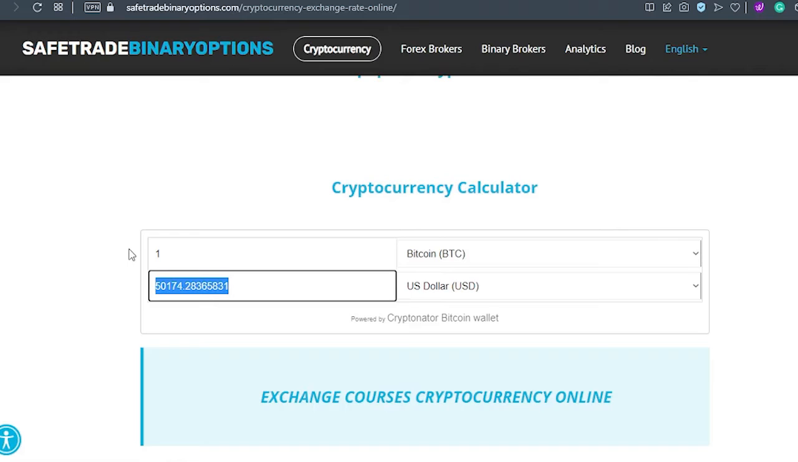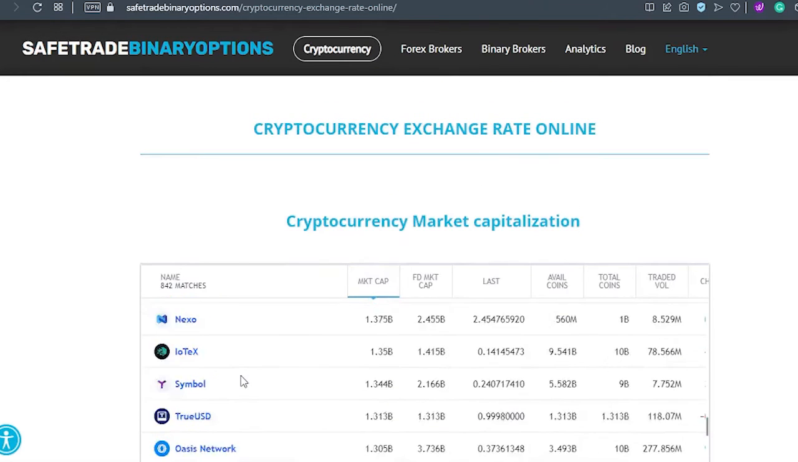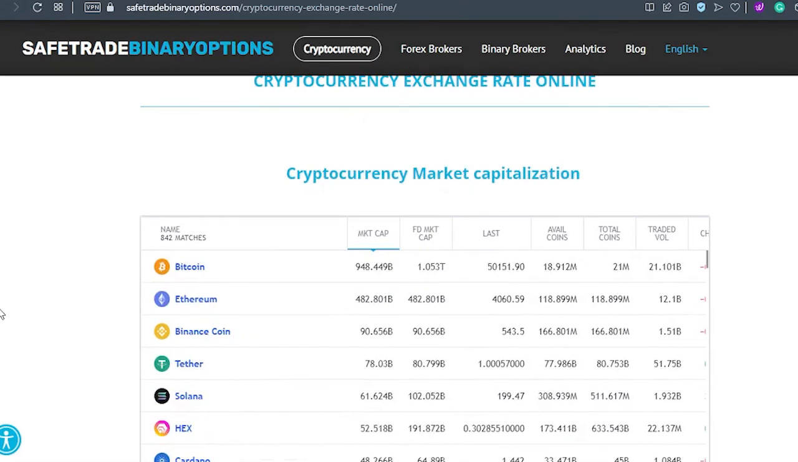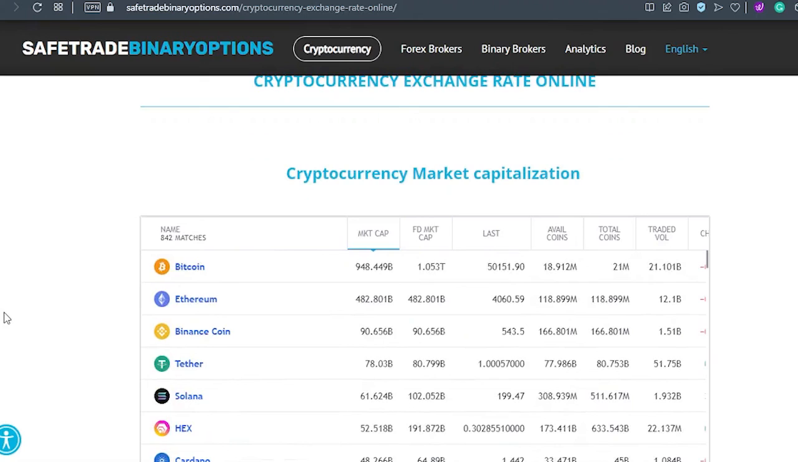It's a simple calculator that gives you the current value of any cryptocurrency. You can convert easily using this tool. And here above, we have all of the cryptocurrency's key stats. So if you are a crypto trader and are looking for something that can help you in your crypto trading, this tool is what you need.